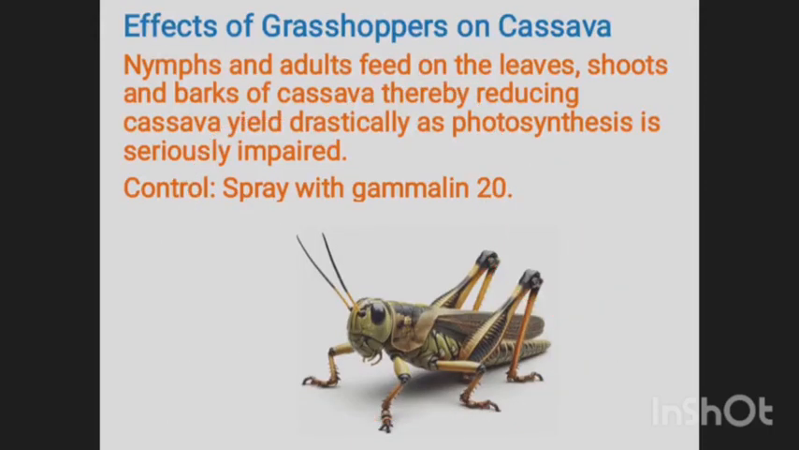Next, let's look at the effects of the grasshopper, mostly on cassava. The nymphs, which are the young grasshoppers, and the adults feed on leaves, shoots, and bark of cassava. By doing so, they reduce the cassava yield drastically and also affect the photosynthetic ability of the plant, which makes the plant not grow as required. How do you control the grasshopper? To control, we spray with Gamalin 20. It's an insecticide that is used to kill insect pests.